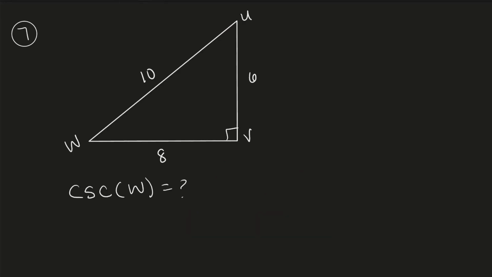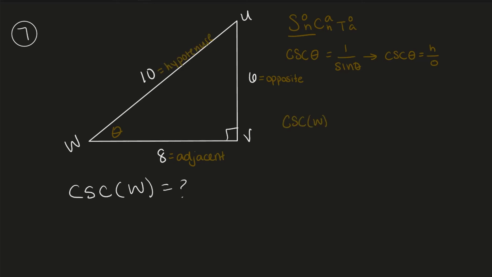Next, we need to find the cosecant of W. Cosecant is the reciprocal of sine, so 1 over sine gives us cosecant, or cosecant is hypotenuse over opposite. When our angle, our theta, is in the bottom left-hand corner, 6 is our opposite, 8 is our adjacent, and 10 is our hypotenuse. So the cosecant of W is 10 over 6. These are both divisible by 2, so we get cosecant of W is 5 over 3.